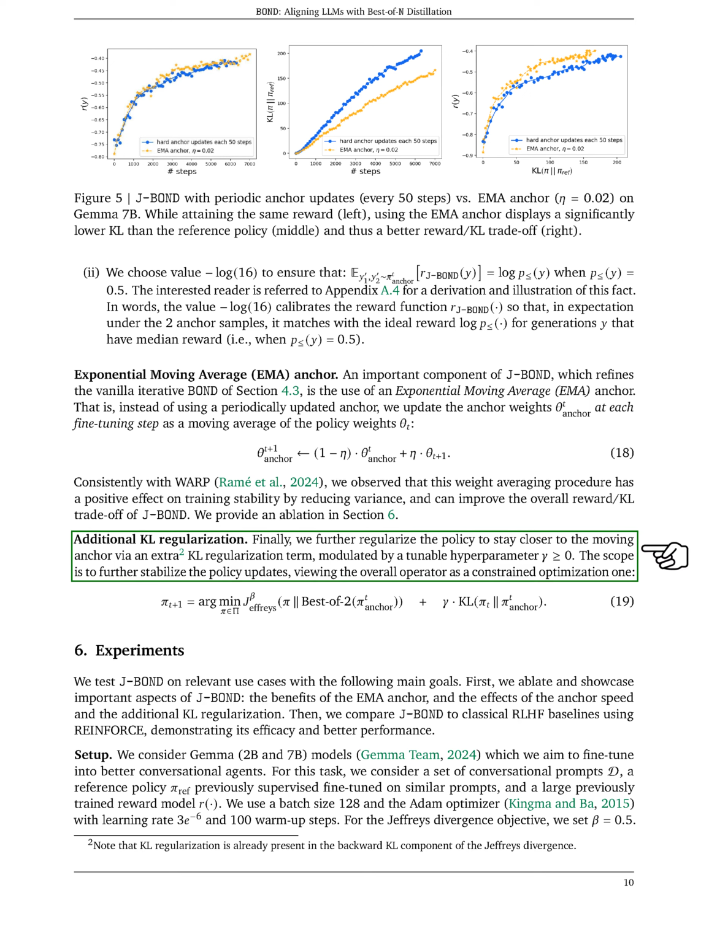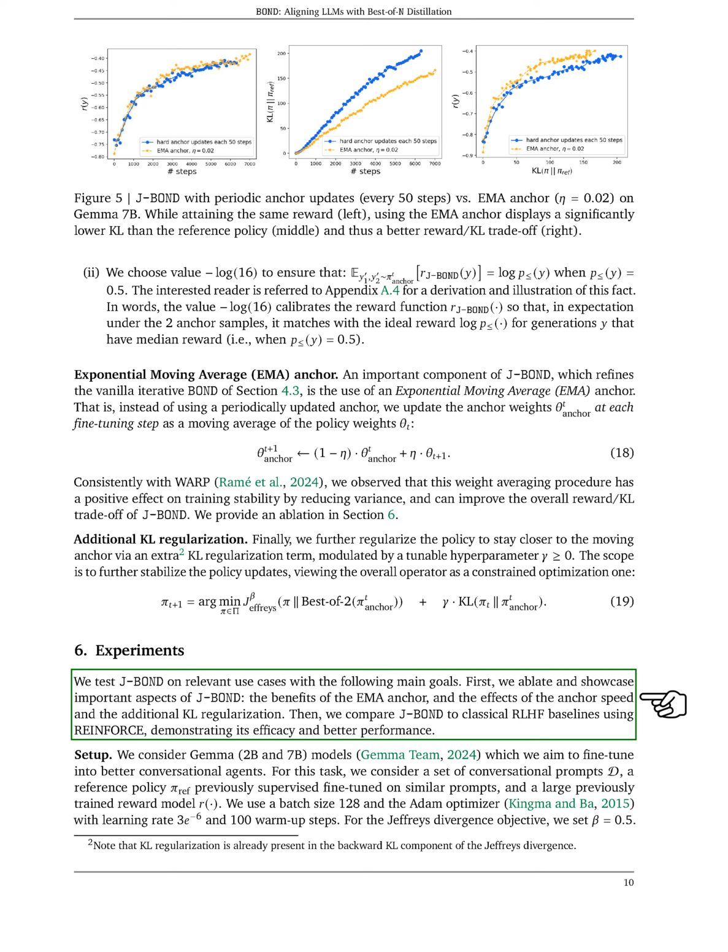Section: Experiments. In this section, we test J-BOND on relevant use cases with several main objectives. First, we analyze and highlight key features of J-BOND, such as the advantages of using the exponential moving average (EMA) anchor, the impact of anchor speed, and the additional Kullback-Leibler (KL) regularization.